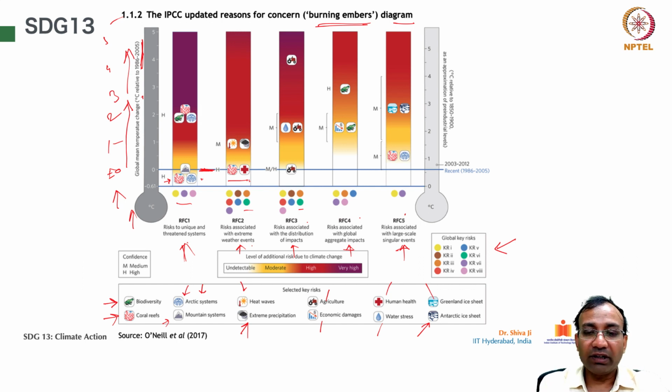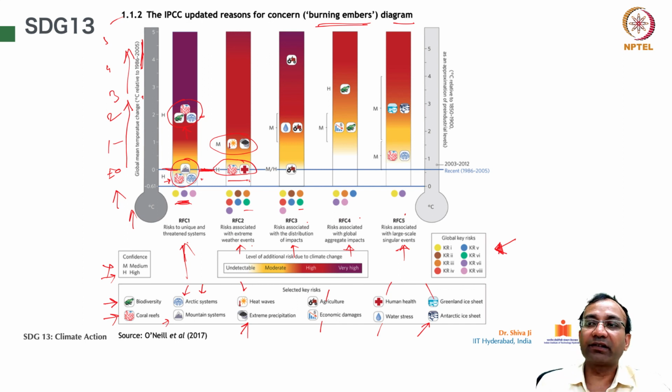Okay, so for unique and threatened systems, if you see, even with 0 degrees it has already surpassed. And then at the next level we have biodiversity, coral reefs again, and Arctic systems on this side, right? So high and medium. This is divided into two. In the high, and again here also this is high, and here we have this high, and this one is in the medium range, RFC2. With this color, the global key risks you can also refer from this scale.